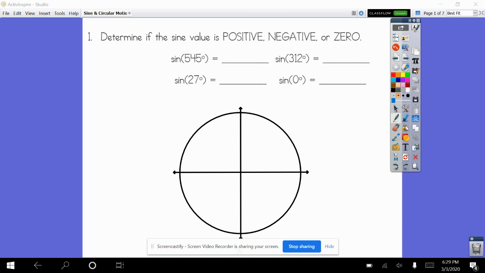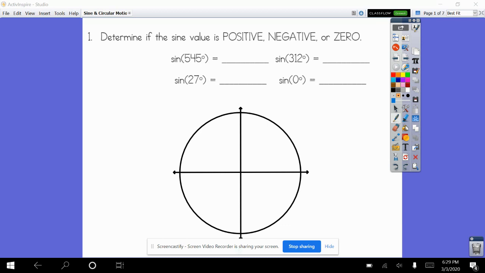Hi everyone, I'm going to be going over the sine and circular motion quiz review. The front is a no calculator section, so it's fine to use a calculator to check your work, but these are the kinds of questions you could have on the quiz that you would not have a calculator for. And then the back is the calculator section where you are allowed to use a calculator if you need it.